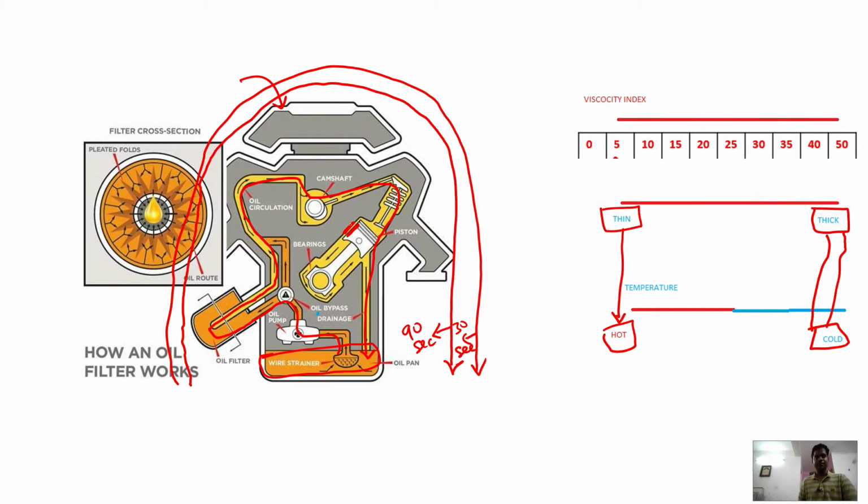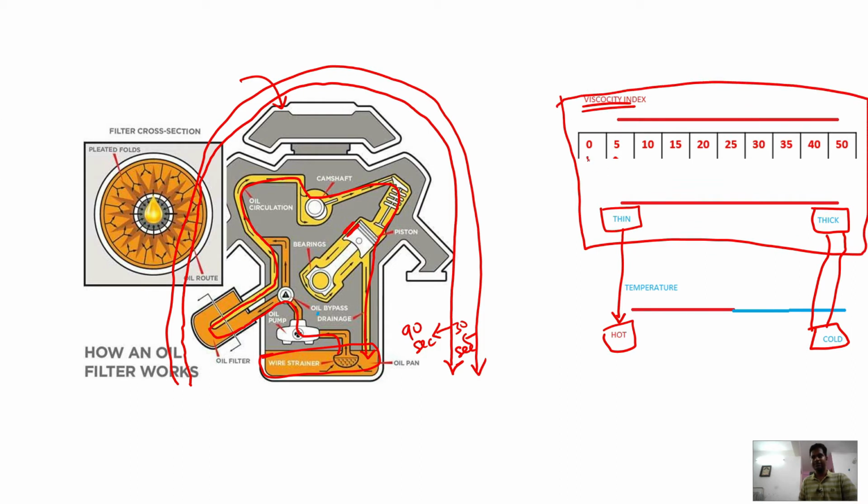So how to handle this? To handle this, we need to understand how the oil is measured. Oil is measured through the viscosity index. The viscosity index will have values like 0, 5, 10, 15. I have given up to 50, but it may go on. Assume that this viscosity index is tightly coupled to these parameters.